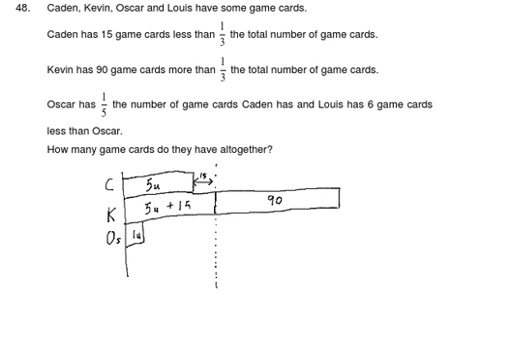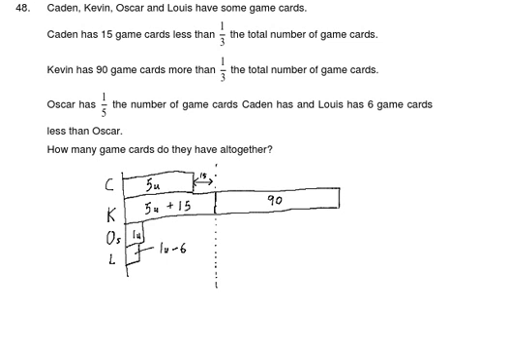Now, Louis has 6 game cards less than Oscar. So Louis is actually this portion. Because it's kind of small, I'm going to draw an arrow. This is 1 unit minus 6. Yes or no? Everyone understand the model so far?